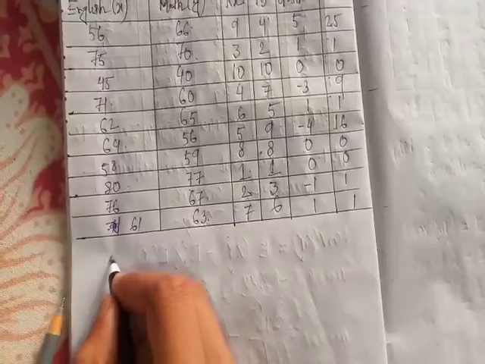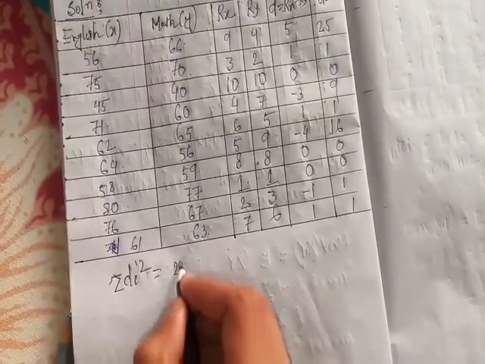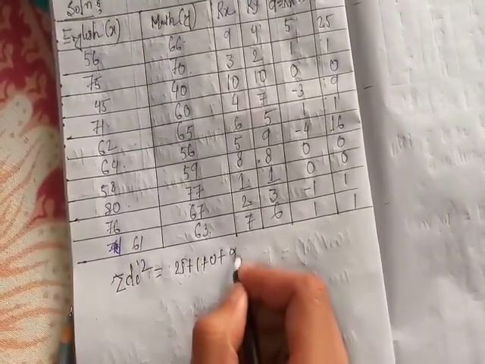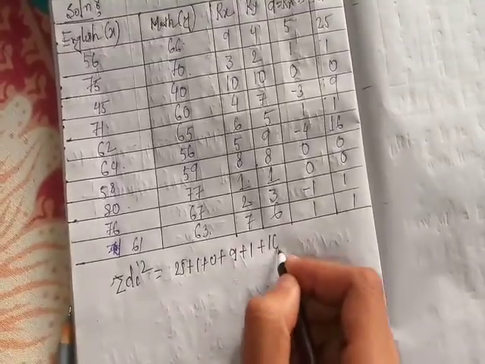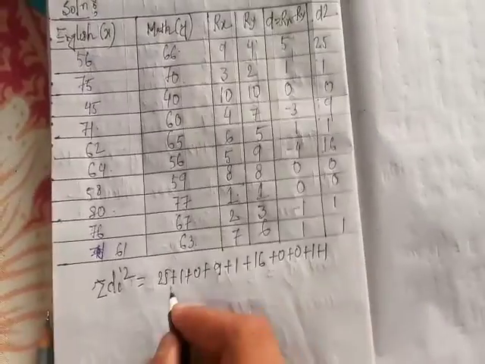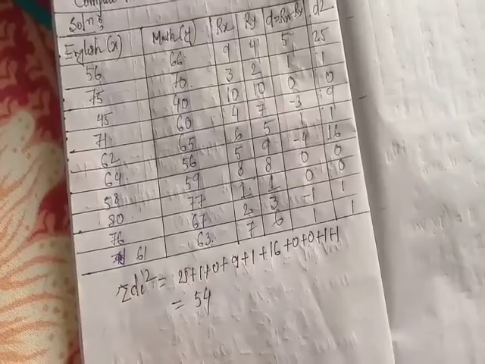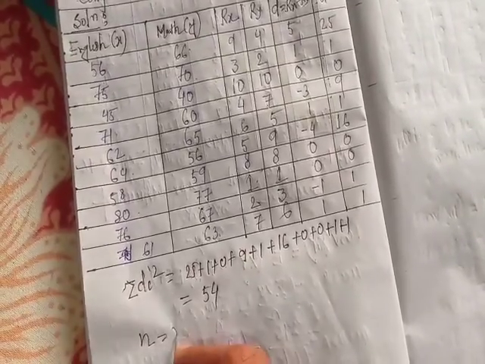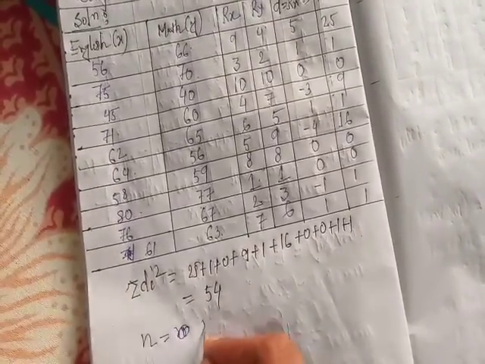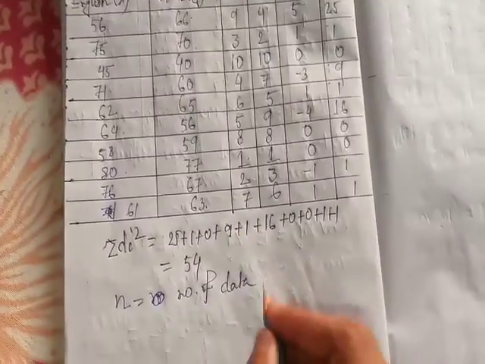Now we find summation di square. If we sum these numbers, we get 25 plus 1 plus 0 plus 9 plus 1 plus 16 plus 0 plus 0 plus 1 plus 1. We get the summation as 54. Here n is the number of data, and the number of data is 10.